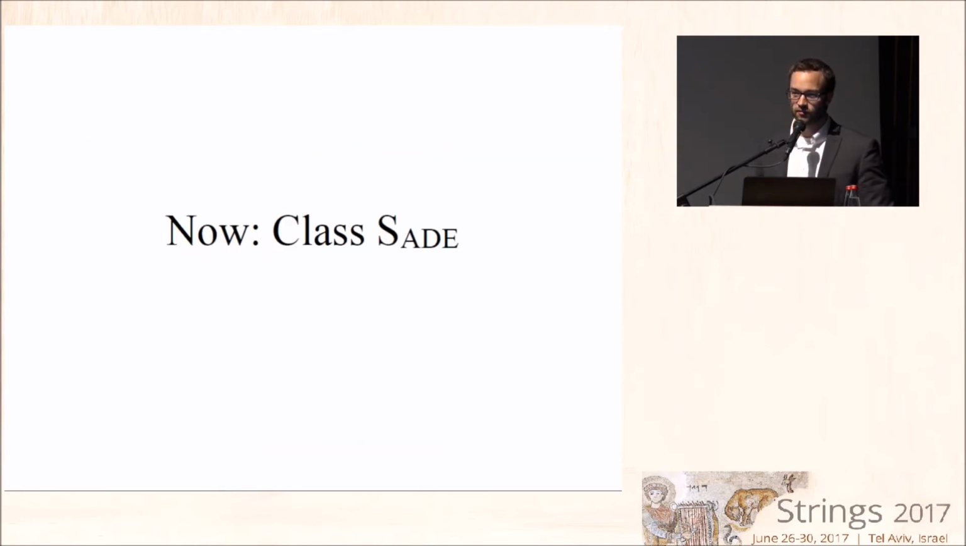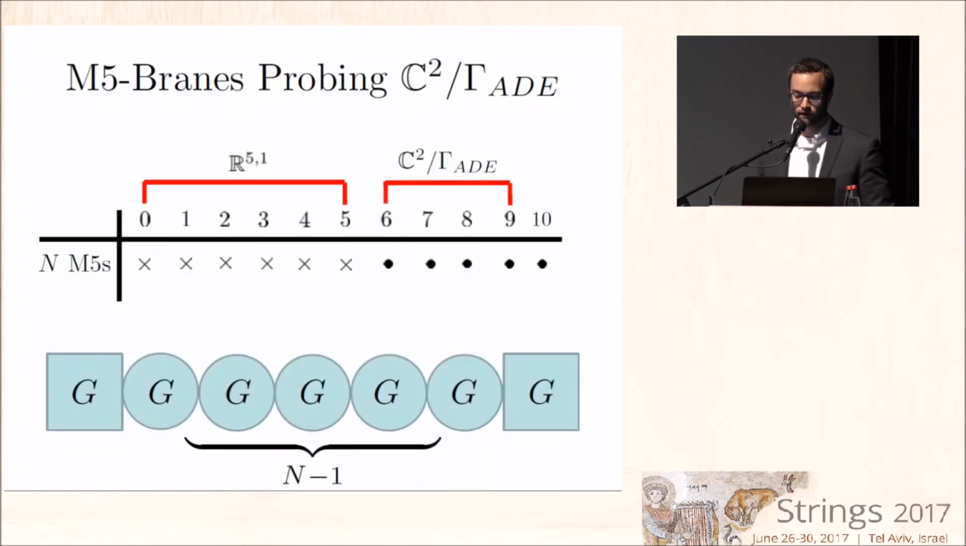And now we want to do the same thing for these theories of class SADE. Here, the relevant 6D theories arise when you take M5 branes to probe an orbifold singularity. If you have n M5 branes probing an orbifold singularity of type A, D, or E, respectively, you get n-1 copies of the gauge group G, which is of A, D, or E type.